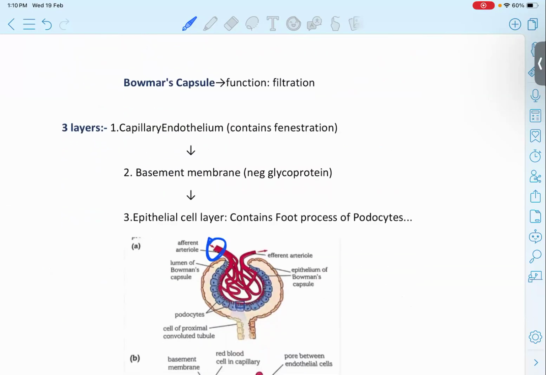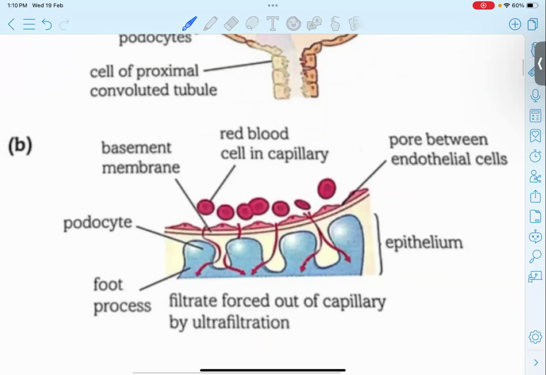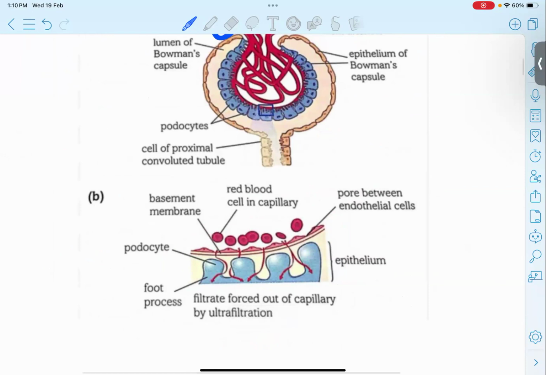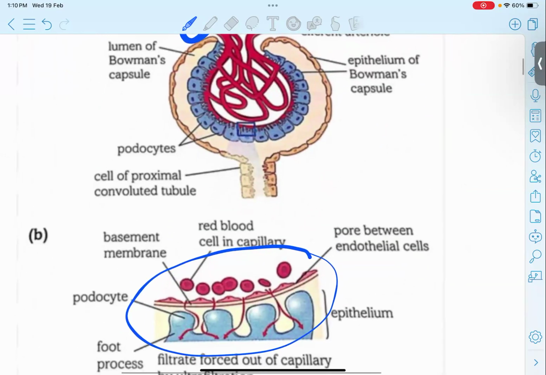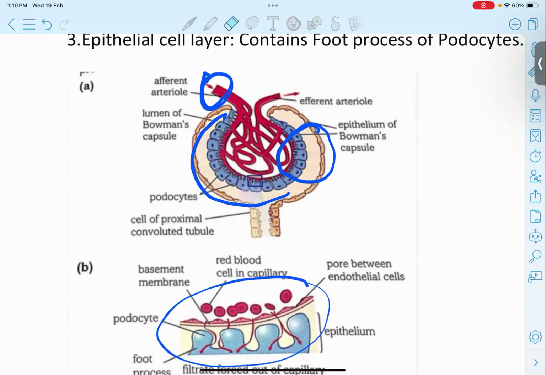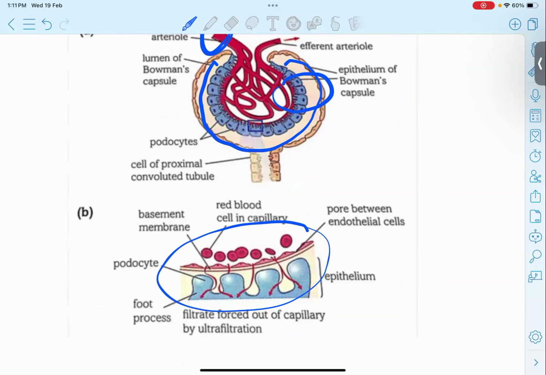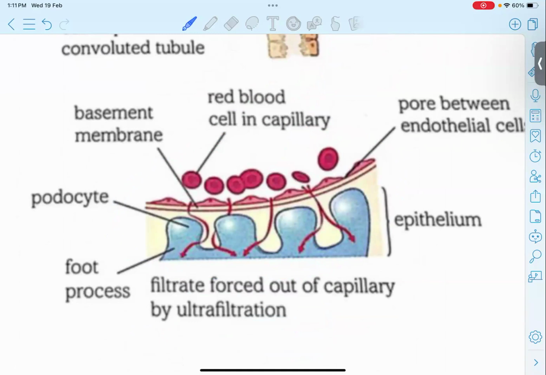Now I will move on to the Bowman's capsule. The Bowman's capsule has three layers. First of all, we will discuss the layers of the Bowman's capsule. In this picture, you can see the three layers. What are the three layers? This is just a cross section from here. We know that this outer portion is the Bowman's capsule. So this picture is just a cross section of that picture. Okay, I want you to concentrate here.